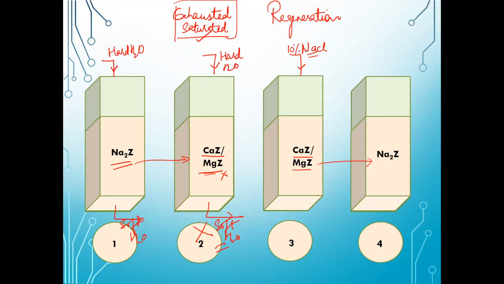So normally 10% NaCl solution, which is nothing but brine, is allowed to spray on the top again, and from here you can skip those washings, and at the end, at the fourth step, your zeolite will be regenerated. And then if you allow your hard water to pass through it, definitely it is going to give you the soft water.